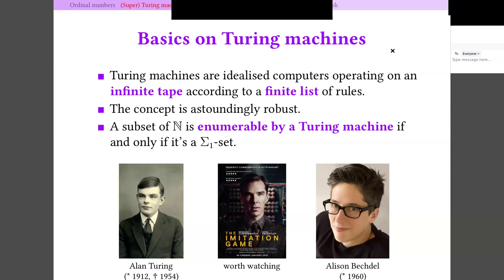And in case you watch that movie, or in case you watch any movie, I recommend a test proposed by Alison Bechdel. She proposes to not only arbitrarily enjoy movies, but also think about the following.